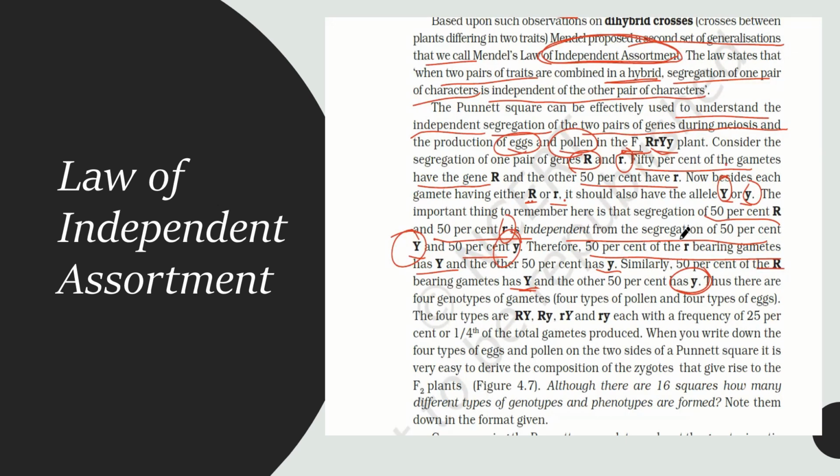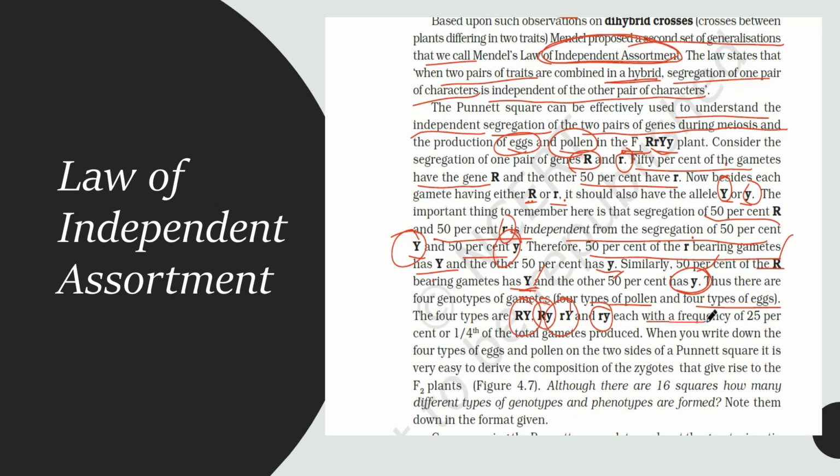The same thing happens with small r, which is also having capital Y and small y. Capital R is also having small y and capital Y. So the 4 genotypes of gametes, that is of 4 pollen and 4 eggs, will be RY, capital R small y, small r capital Y, and small r small y. So these are the 4 types of pollen and egg. These are the gametes.